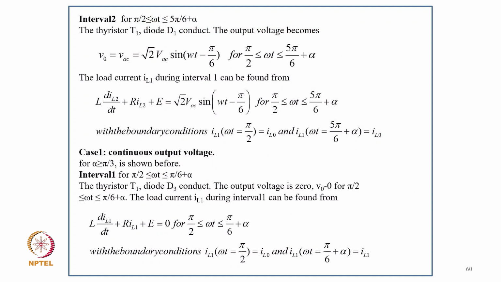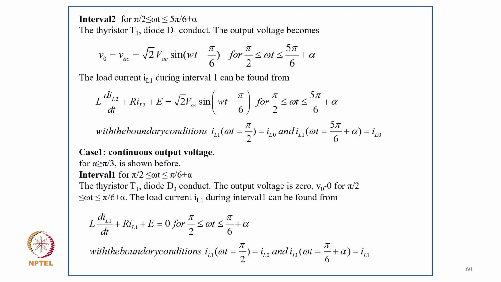So now coming to the interval pi by 2 to 5 pi by 6 plus alpha, thyristor T1 and D1 conduct, and the output voltage becomes Vo equal to Vsc equal to root 2 Vsc sin(omega t minus pi by 6) for the interval pi by 2 to 5 pi by 6 plus alpha. The load current IL2 during this interval can be found out from L dIL2 upon dt plus R IL2 plus E equal to root 2 Vsc sin(omega t minus pi by 6), with the boundary conditions IL2 at omega t equal to pi by 2 being IL1, and at omega t equal to 5 pi by 6 plus alpha being IL0.